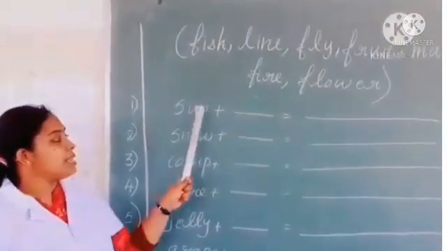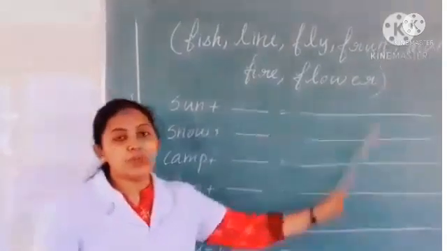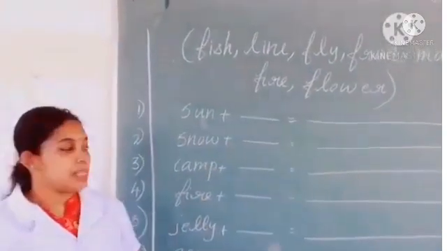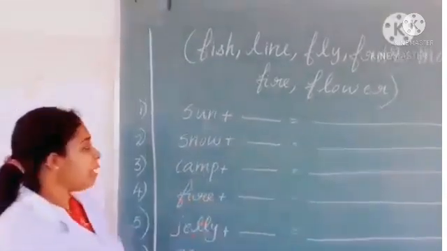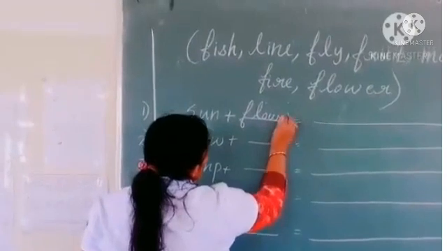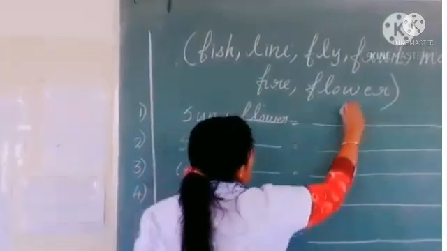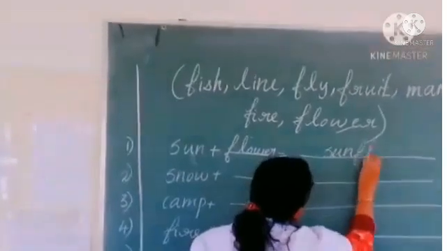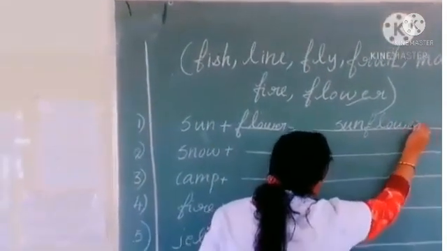First one is sun plus dash equal to dash. Which word we can write here? Yes, sun plus flower. Here can you see the word flower? Yes, sun plus flower forms the word sunflower.